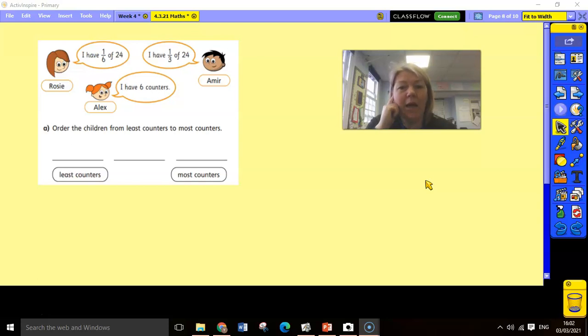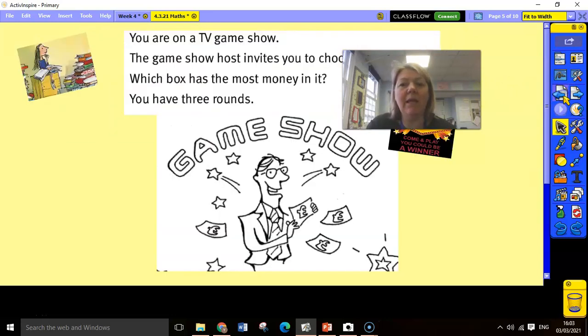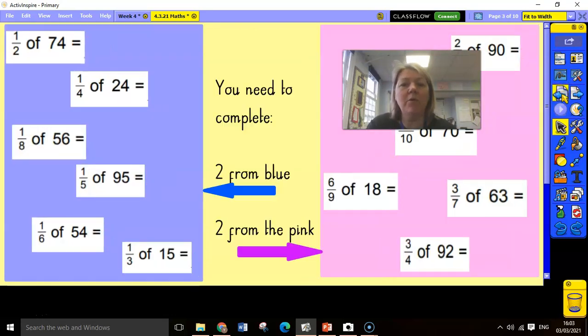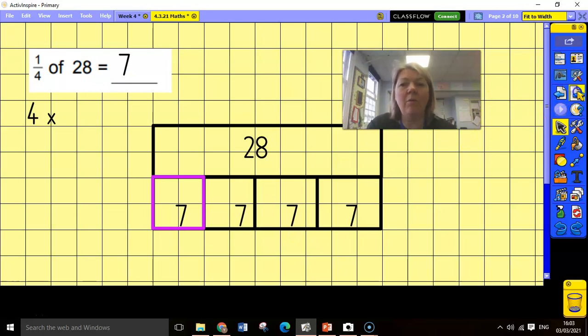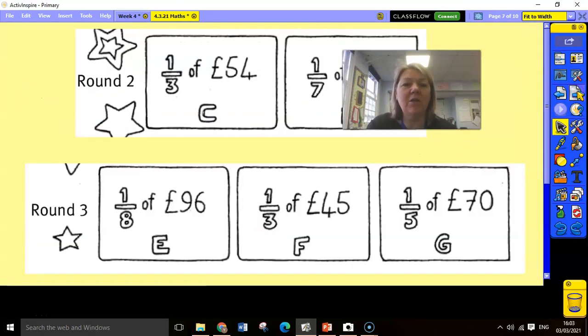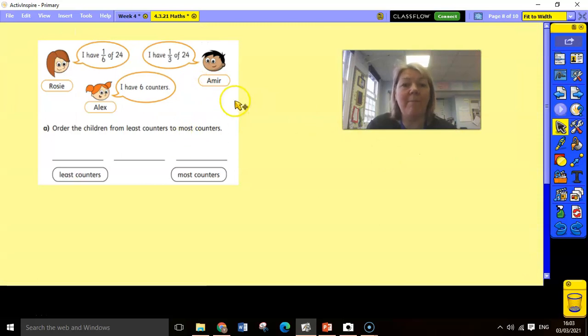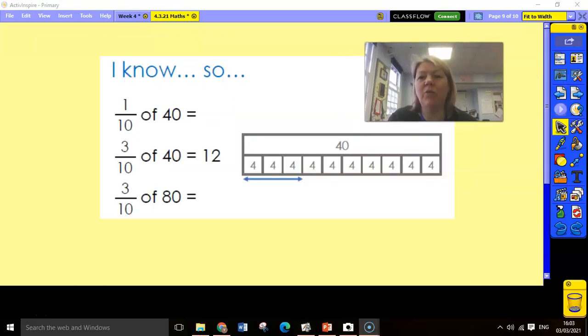All right. What you need to do is work out how many counters Rosie and Mia have got, and then you're going to order them from the person with the least counters to the person with the most counters. Okay, so again, you're going to be thinking about using these bar models here to help you, all those times table facts, to solve that problem there. All right. I'm going to leave you with that one. You can come back and do that one in a minute, because there's a final little challenge for you here.